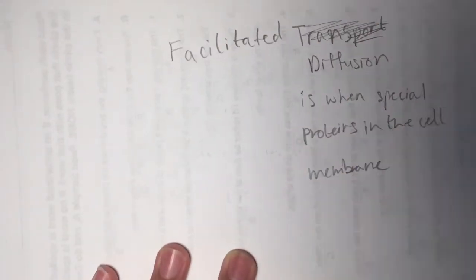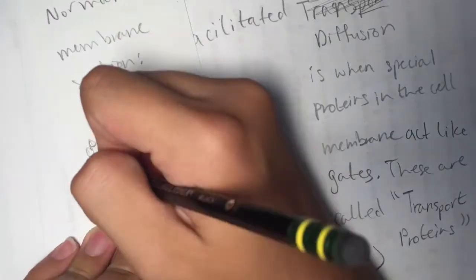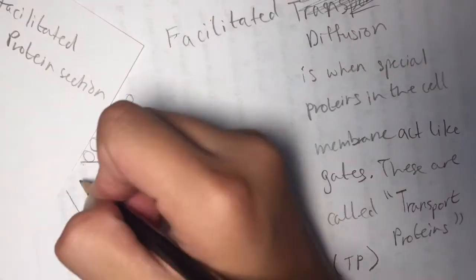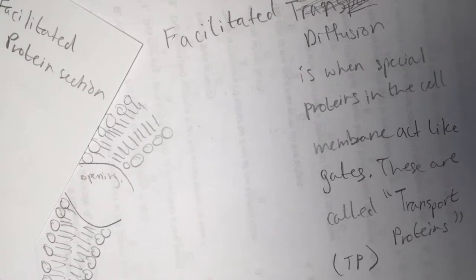We got you. We got facilitated transport diffusion. It is when special proteins in the cell membrane act like gates. These are called transport proteins, TP. No, not that kind of TP. Get that out. Alright, thank you. Normal membrane section is just, well, what you've seen like 15 times. But a facilitated protein section has this big lump in it that acts like a gate and allows things in and out of the cell.